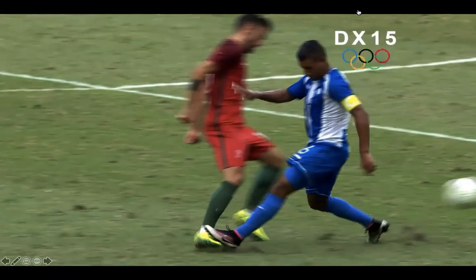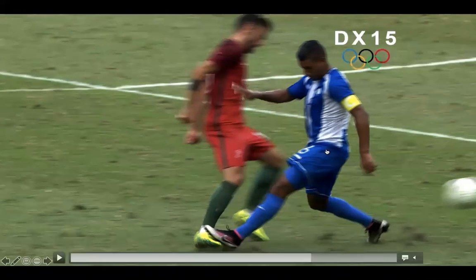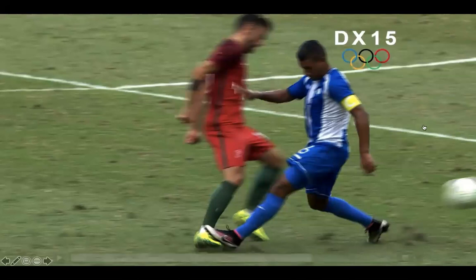Now, this is going to be difficult for us to pick up in game, so we have to be looking for it, but this is absolutely a reckless challenge for which we want to issue a yellow card.